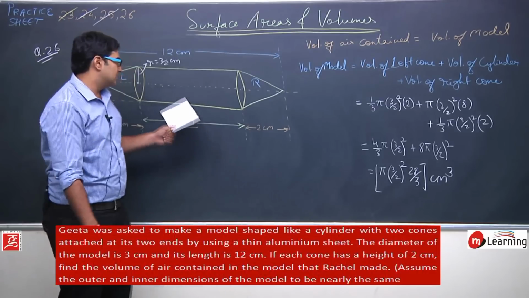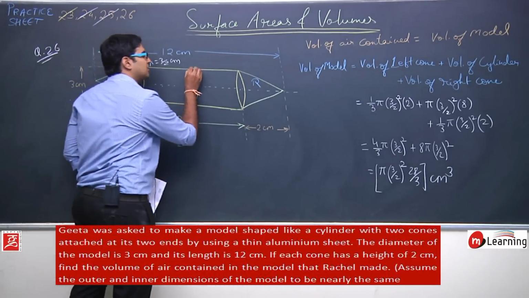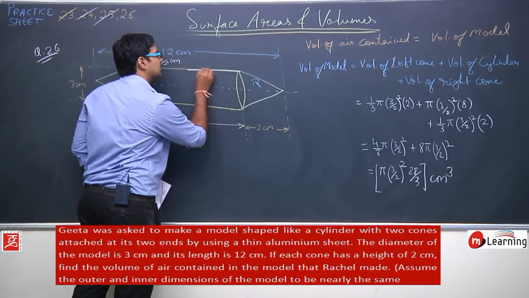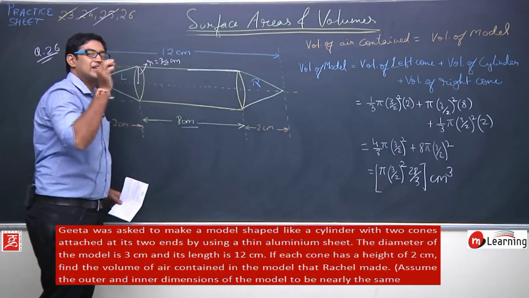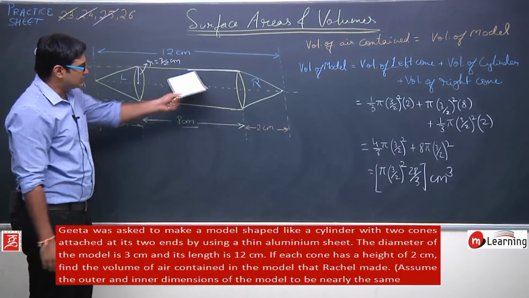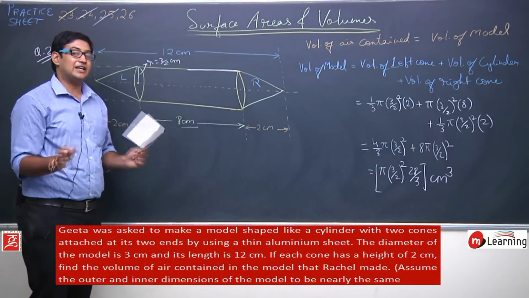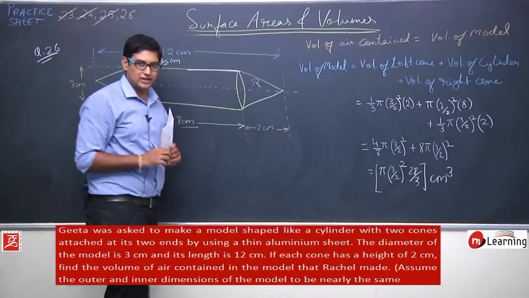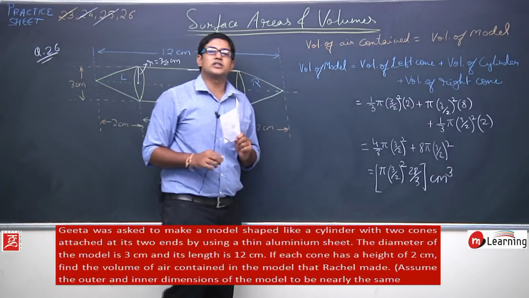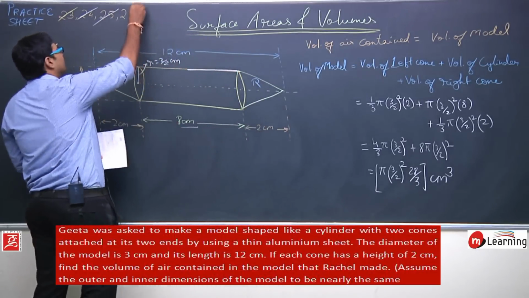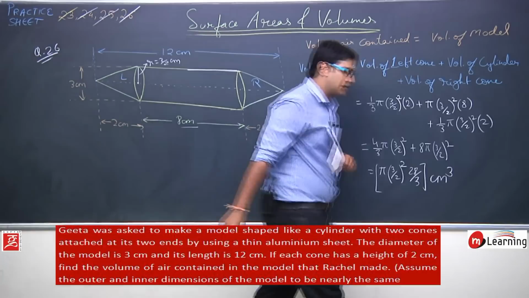Only the twist is just to understand that the thickness of this aluminium sheet is negligible. Okay, the thickness of this aluminium sheet is negligible, we can neglect it very easily. So this is the solution for question number 26. Okay, so you can note this, then we will continue further.